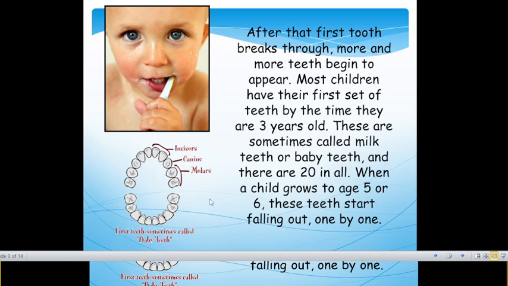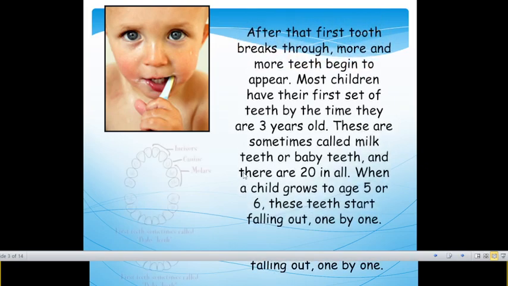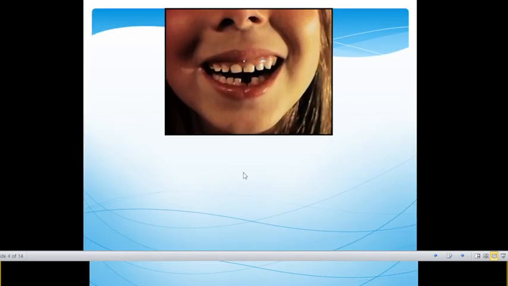Please remember, deciduous teeth are also known as milk teeth, lacteal teeth or baby teeth. There will be 20 in all, and they start falling out at the age of 5 or 6 years. If the child is around 5 to 6 years, these teeth will start falling out. You can see a kid here with a gap between her teeth. These are her deciduous teeth, and already she has gaps, but you can still see that some teeth are erupting in her.